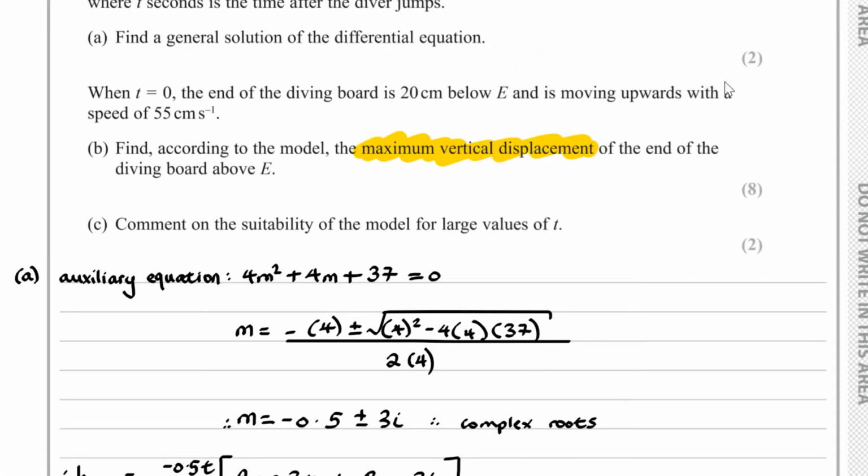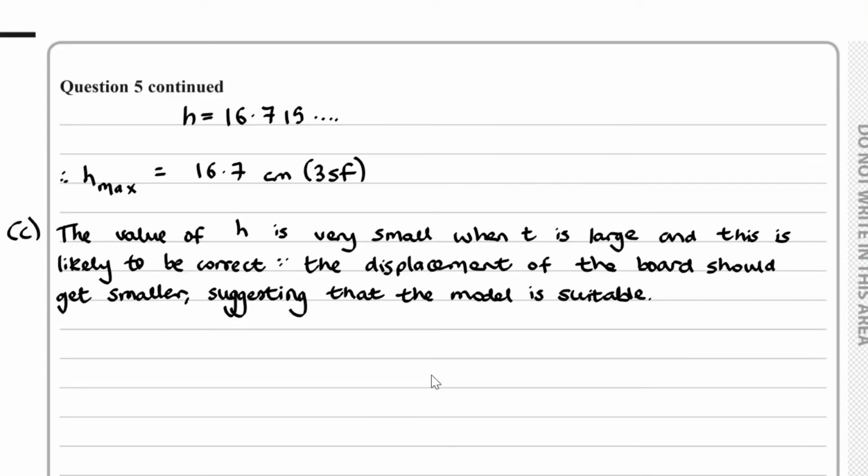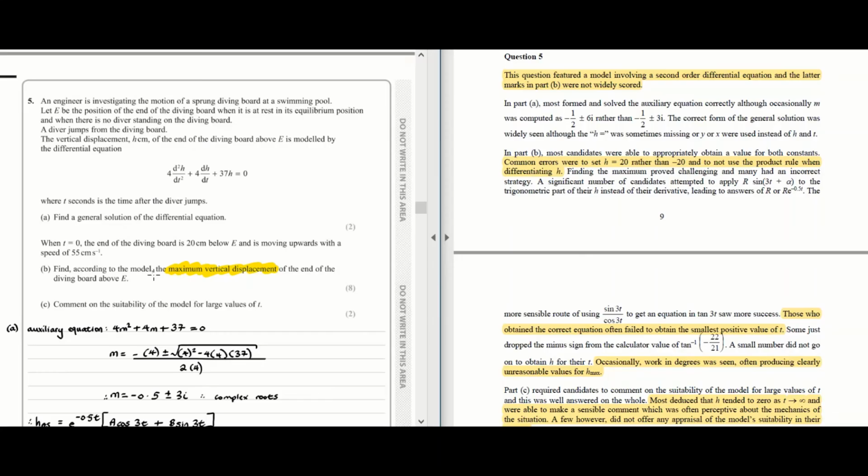And now for part C, we have to comment on the suitability of the model for large values of t. So the value of h is very small when t is large, and this is likely to be correct, and that's because the displacement of the board should get smaller, suggesting that the model is suitable.